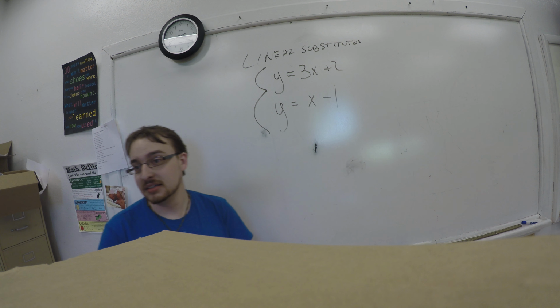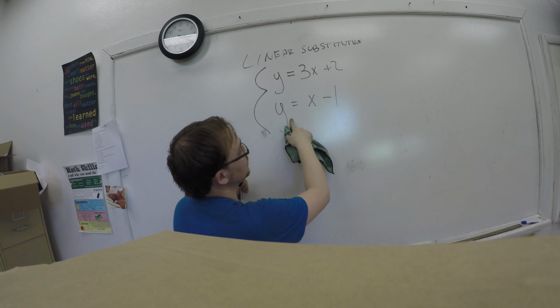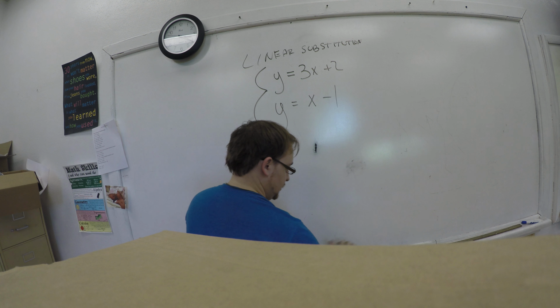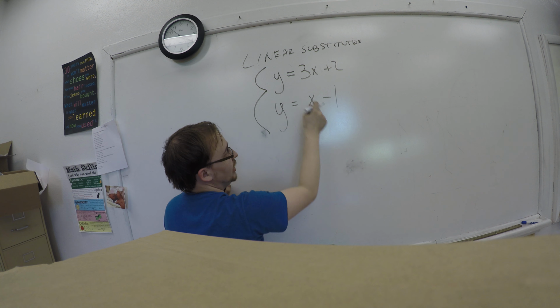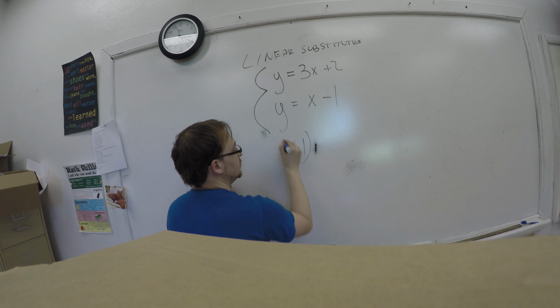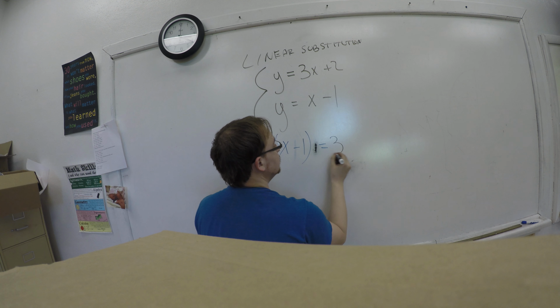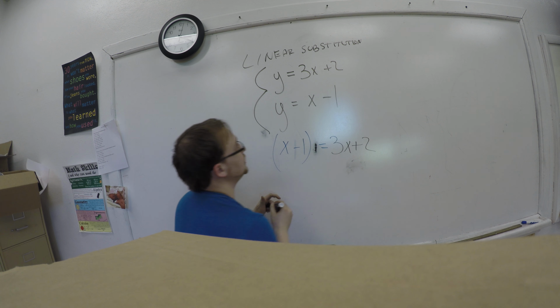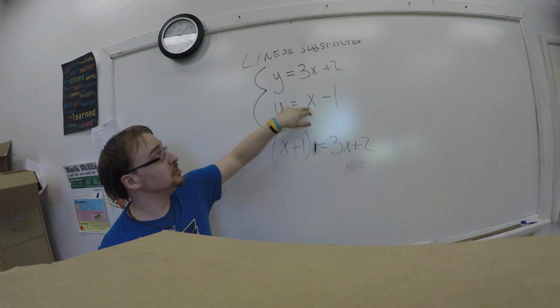You have to plug in one of the y's to the other y. So we already have y on its own, which is nice. So let's plug in this y up here. I'll do that in blue. So now instead of y equals, we're going to do x minus 1 equals what we had before, which was 3x plus 2. So all I did was take this y and what it equals and substitute it to here.